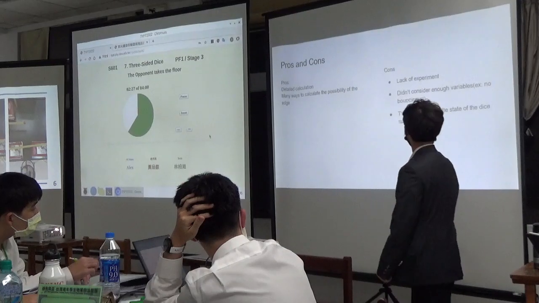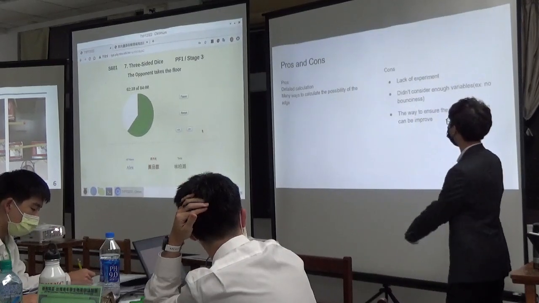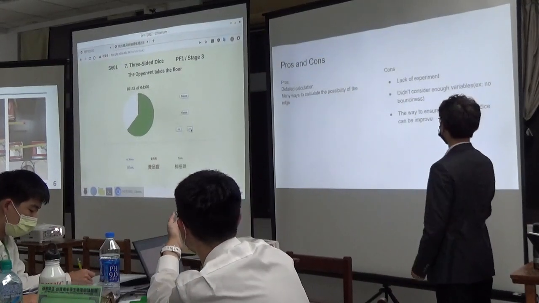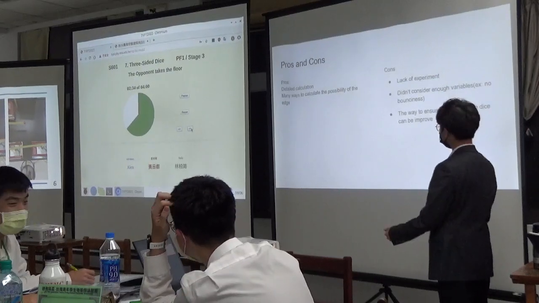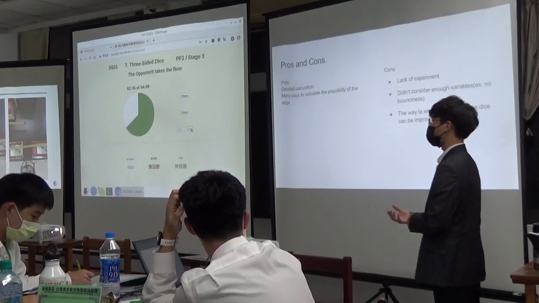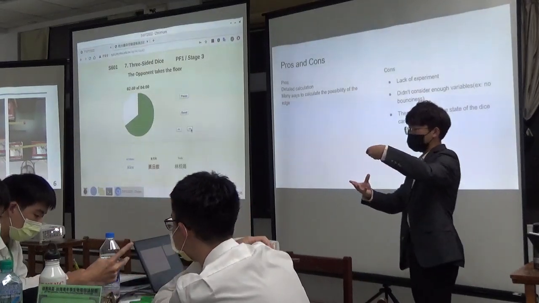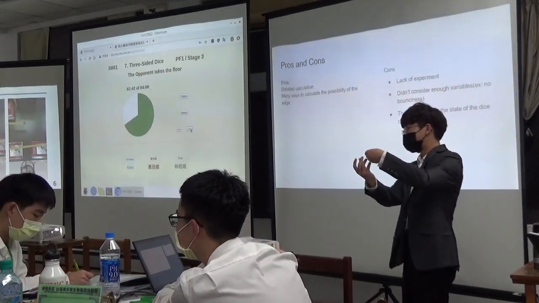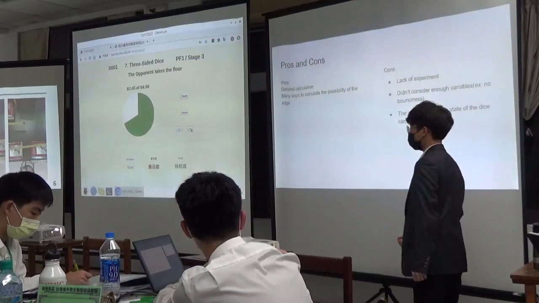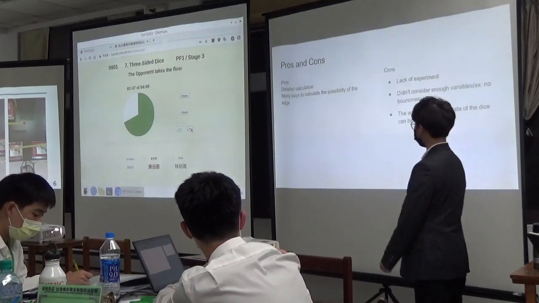The last is that the way they ensured the state of the dice during the experiment could be improved, since I think simply using a ruler and just wishing the friction is too small to flip the dice is not quite realistic.